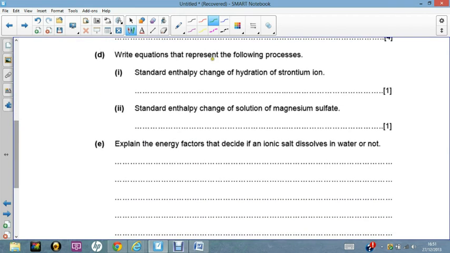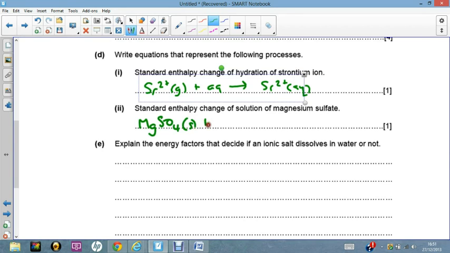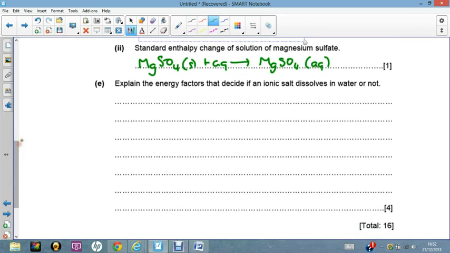And we've got part D. So enthalpy of hydration of strontium. Strontium is in group 2. And it should start in the gas phase. Going to add some water to it and make it into Sr2+ aqueous. Then we've got magnesium sulfate, which is a solid. Add some water to it. There we go.